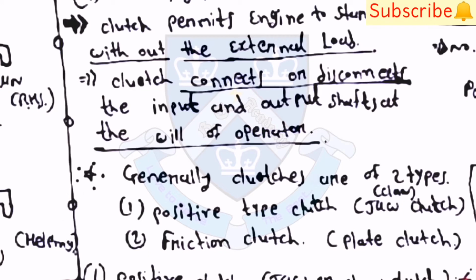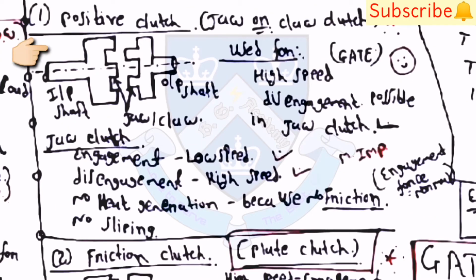Then generally clutches are of two types. The first one is the positive type clutch, which is the jaw clutch or claw clutch, and the second one is the friction clutch, which is the plate clutch. Now the first one is the positive clutch, or you can say the jaw clutch or the claw clutch, and it is used for high speed disengagement, and the jaw clutch is mostly important for engagement and disengagement in situations like low speed and high speed. Then there is no heat generation because of no friction and no slipping. Here the engagement force is normal to the jaw of the clutch.